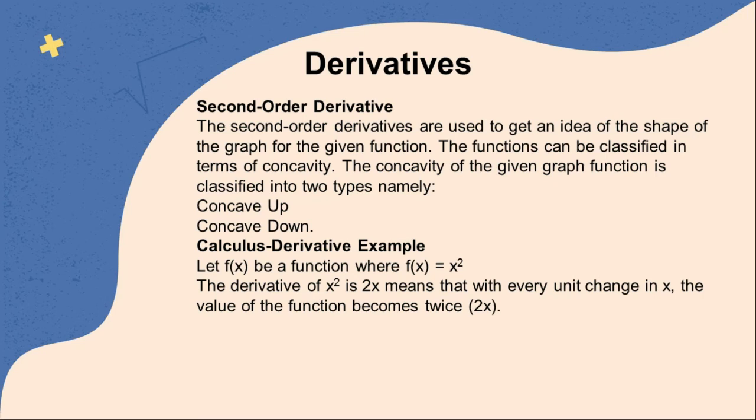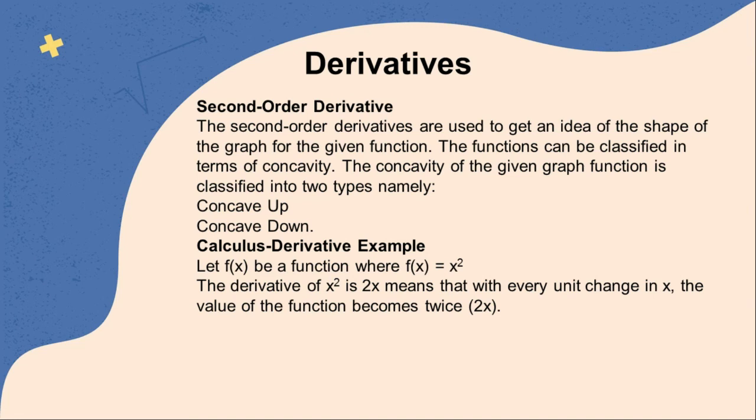Second order derivative. The second order derivatives are used to get an idea of the shape of the graph for the given function. The function can be classified in terms of concavity. The concavity of the given function graph is classified in two types, namely concave up and concave down.